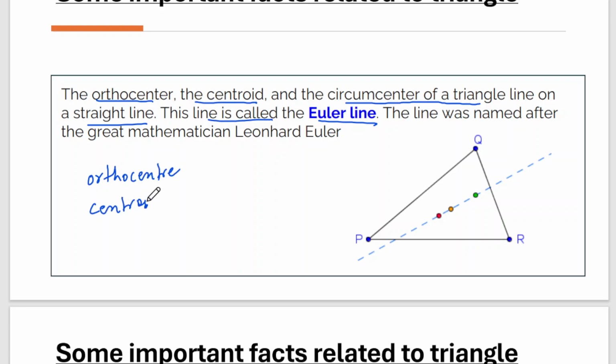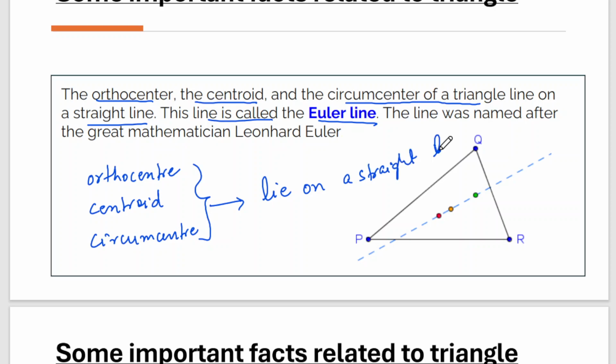centroid and circumcenter, these three centers lie on a straight line. You can see these three points are lying on a single line. And this line is called as Euler line.